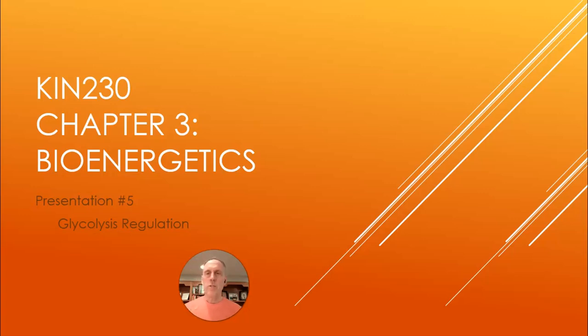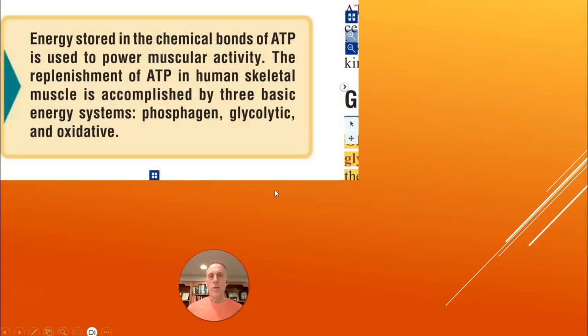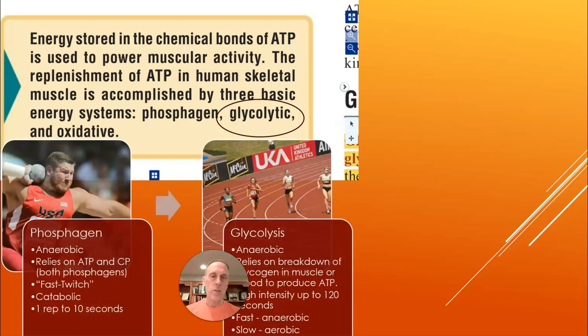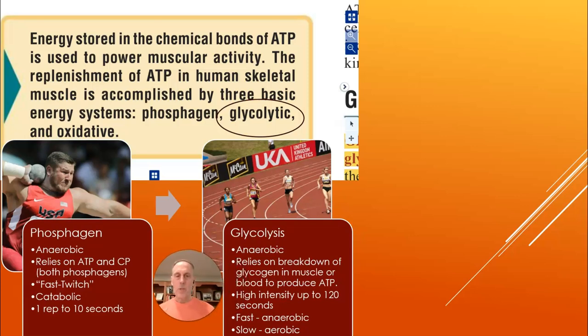Okay, here we go. Kinesiology 230, chapter number 3, still in bioenergetics. We talked a little bit about glycolysis in the previous presentation. This is more about glycolysis regulation. With glycolysis, we're talking about the energy system that's specific to glycolytic reactions to create ATP. We talked about these two here in terms of energy demands and both being anaerobic.